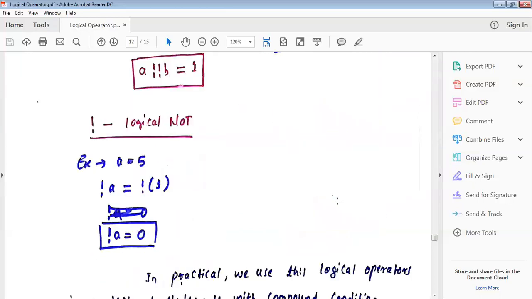So logical NOT is very simple. Logical NOT means reverse.